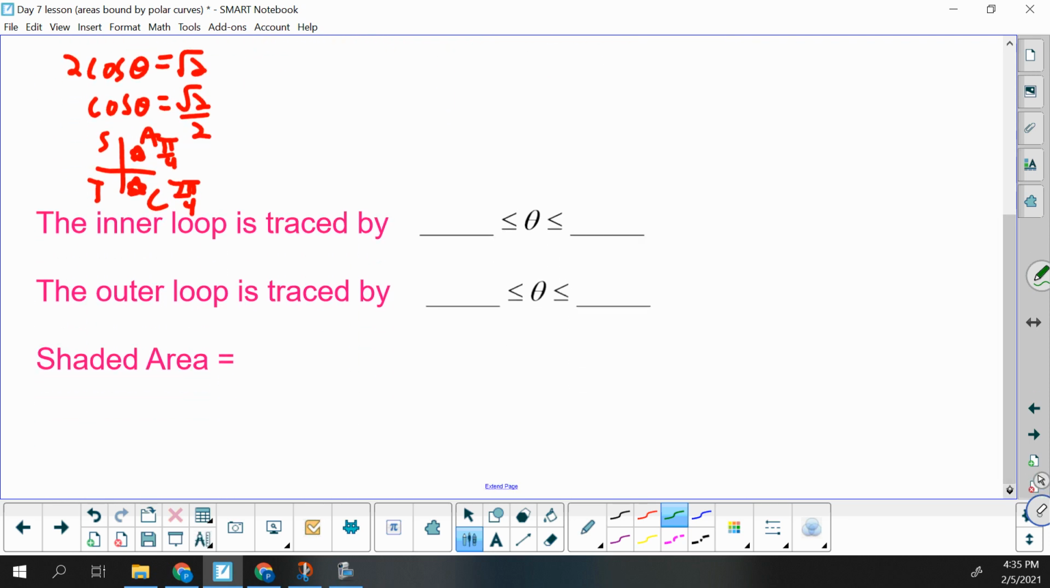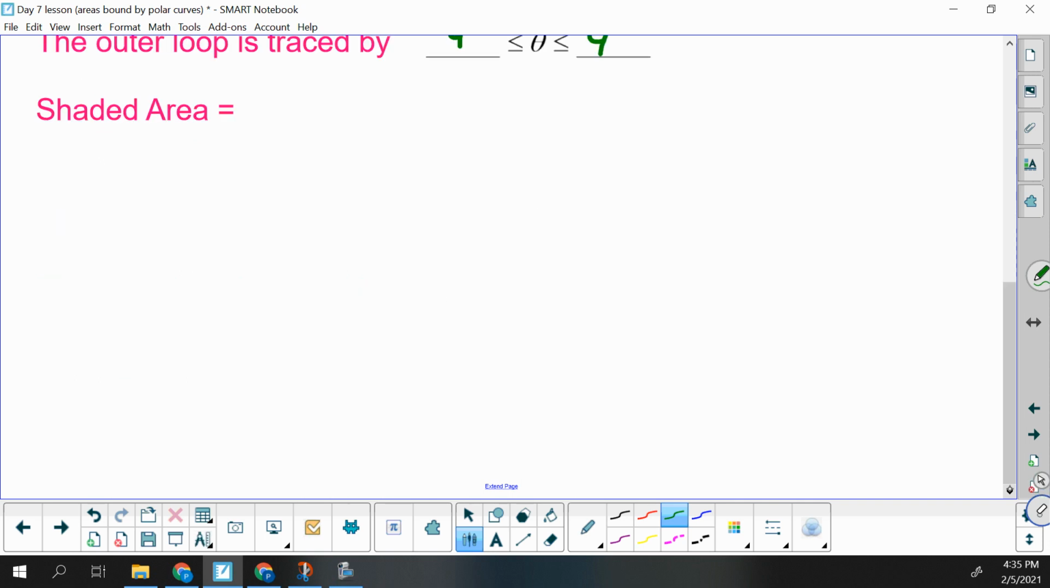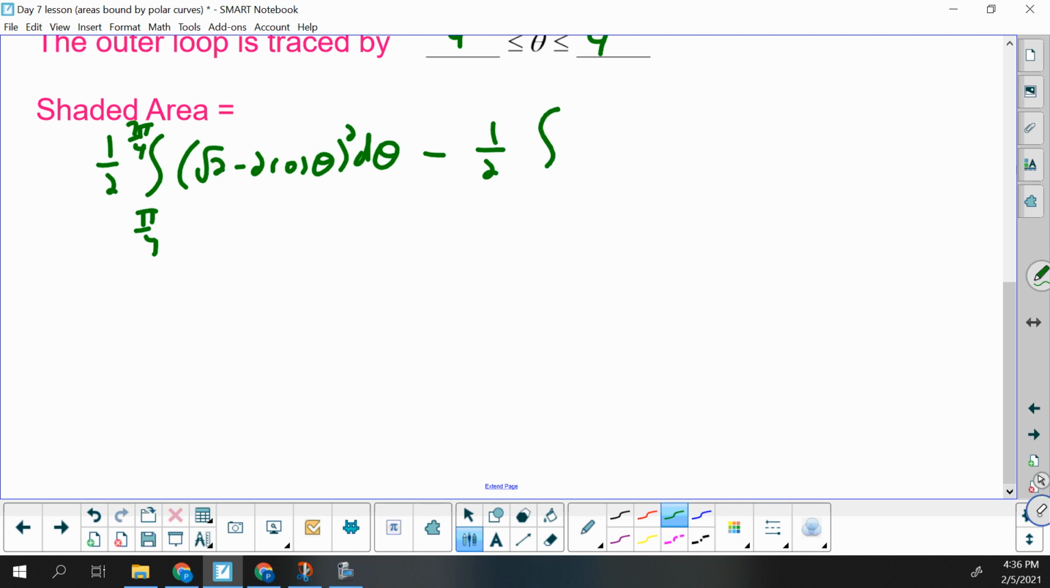Okay, so we can fill in these blanks. The inner loop we said was negative pi over 4 to pi over 4. And then the outer loop was pi over 4 to 7 pi over 4. So we're going to do the outer loop minus the inner loop. So we're going to have 1/2 the integral from pi over 4 to 7 pi over 4 of our radius squared, so square root of 2 minus 2 cos theta squared d theta, minus now our inner loop area, which is 1/2 integral from minus pi over 4 to pi over 4 of that same thing.